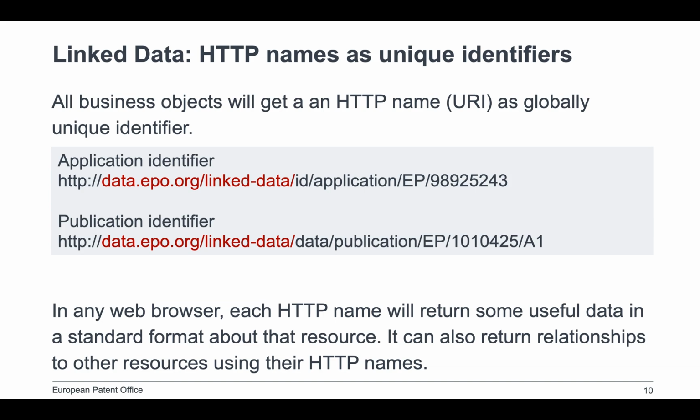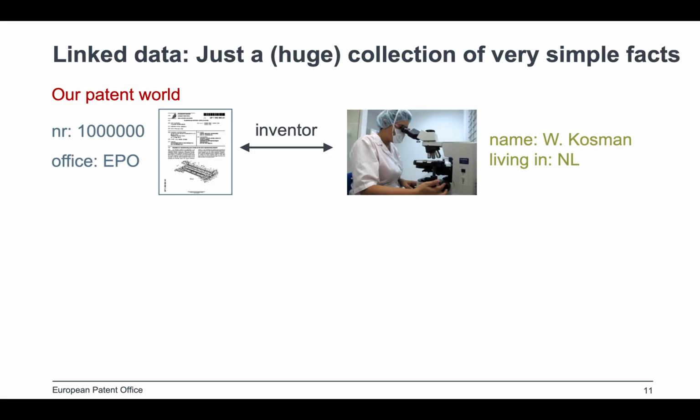To give a more concrete example, let's assume that we have here 2 business objects. One is a patent publication and the other one is a person, actually an inventor. So what do we know? We know this patent application has a certain number and it has been issued by a certain office, the European Patent Office. We know that this person has a name and is living in Holland. And we know that there's a relationship between these two because this person is the inventor of that idea represented by the publication. How would that look now in our special format called linked data?